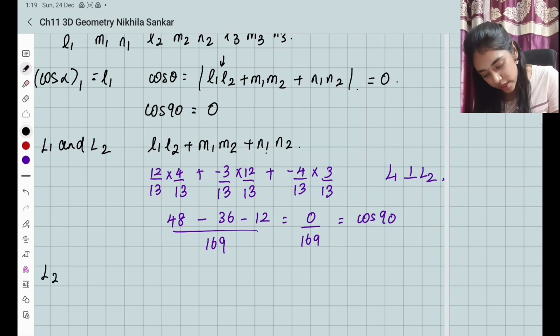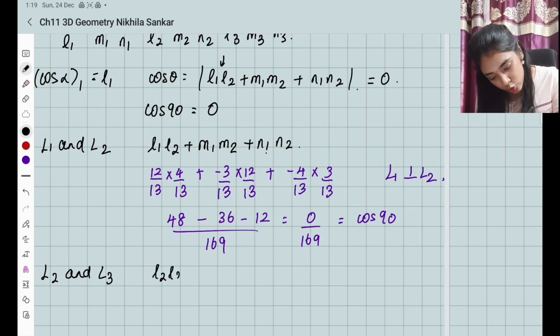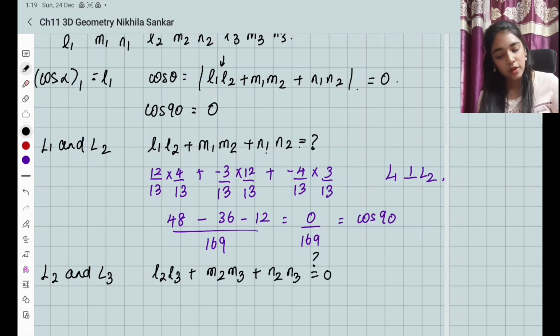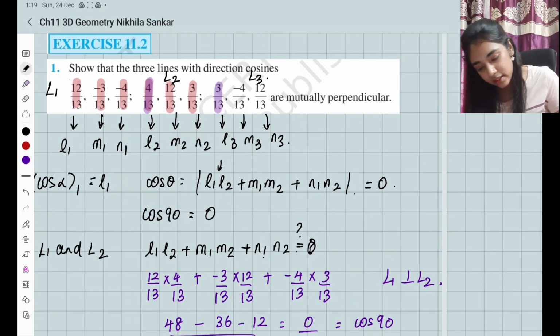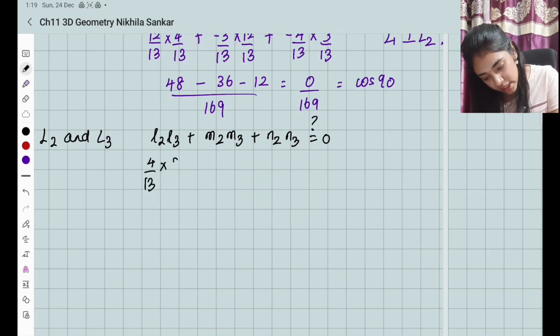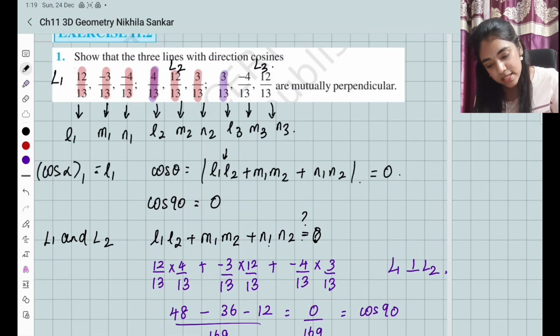Now let us prove L2 and L3. So I have to prove that L2 L3 plus M2 M3 plus N2 N3 equals 0. இதுதான் equals 0 நம்ம prove பண்ணணும், which we proved in the first case. Okay, இப்போ L2 L3 என்னென்ன L2 L3? I'll mark it in a different color. So 4 by 13, 3 by 13. Okay, 4 by 13 into 3 by 13 plus M2 M3.